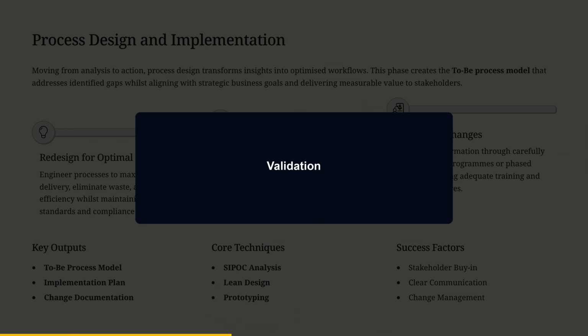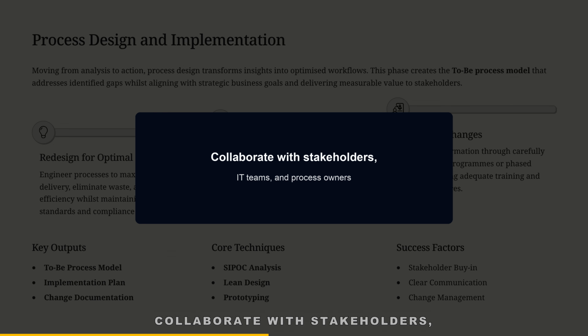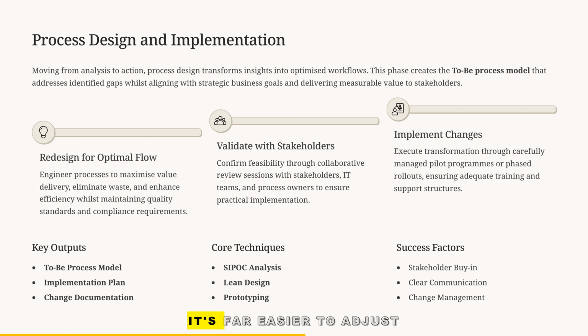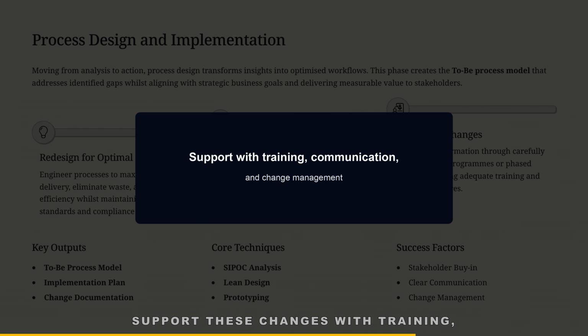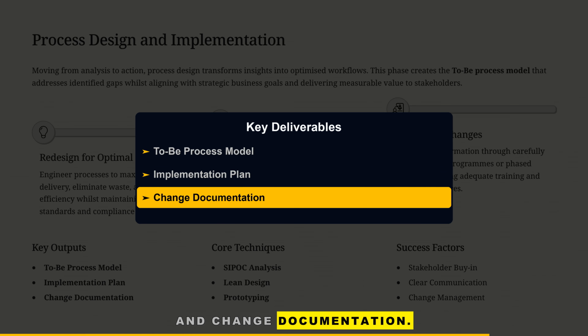Then comes validation. Don't assume your new process will automatically work. Collaborate with stakeholders, IT teams, and process owners to test feasibility and refine details. It's far easier to adjust a design on paper than to fix a broken rollout later. Finally, move to implementation. Use pilot programs or phased rollouts. This helps minimize risk and gather real-world feedback. Support these changes with training, communication, and change management so adoption is smooth. Key deliverables include your to-be process model, implementation plan, and change documentation.